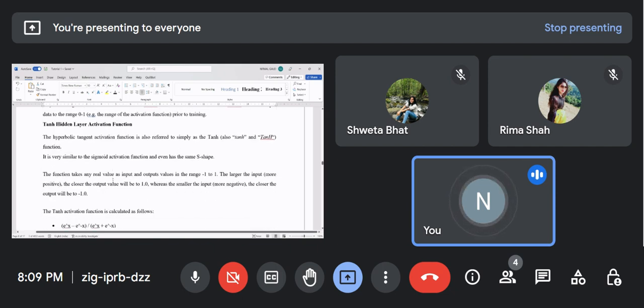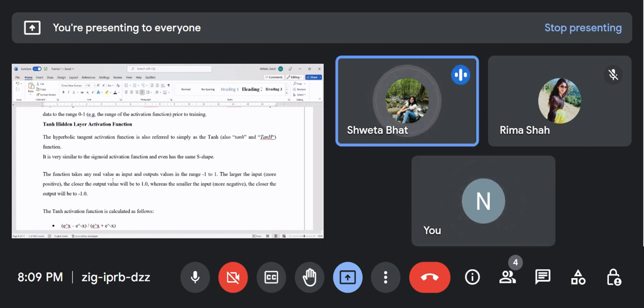You'll see ahead. Now, the next is the tanh hidden layer activation function. Why, Shweta, you said, sir, it's been used for classification, ReLU? What made you tell this? Because it resembles, as you said, it uses a sigmoid function, right? So I thought it is used for classification.